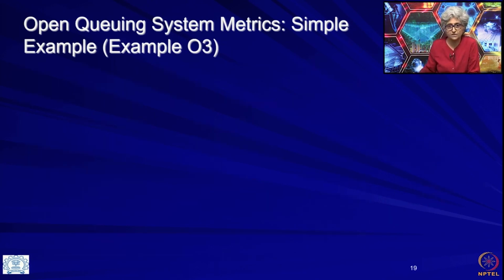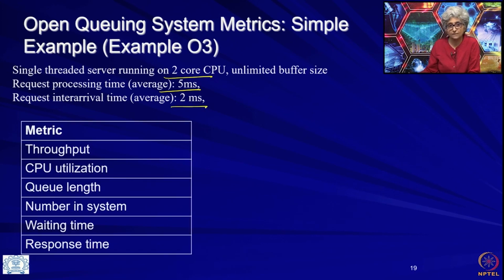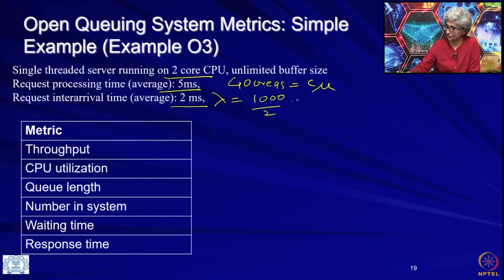A couple of more examples. What I have done now is actually all of this is the same. 2 core CPU, inter-arrival time is 5 milliseconds, request processing time is 5 milliseconds, request inter-arrival time is now very less, it is 2 milliseconds. So, what is happening here? We still have 400 requests per second is the C mu, but lambda is now 1000 by 2, which is 500 requests per second.